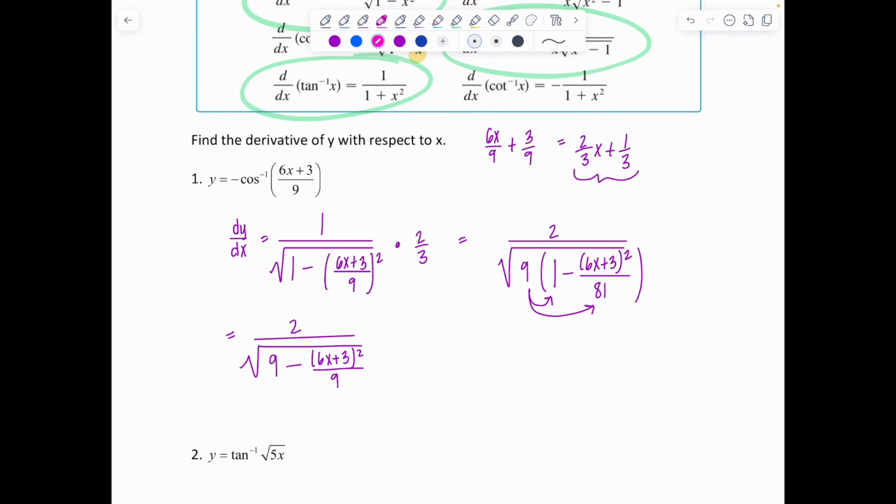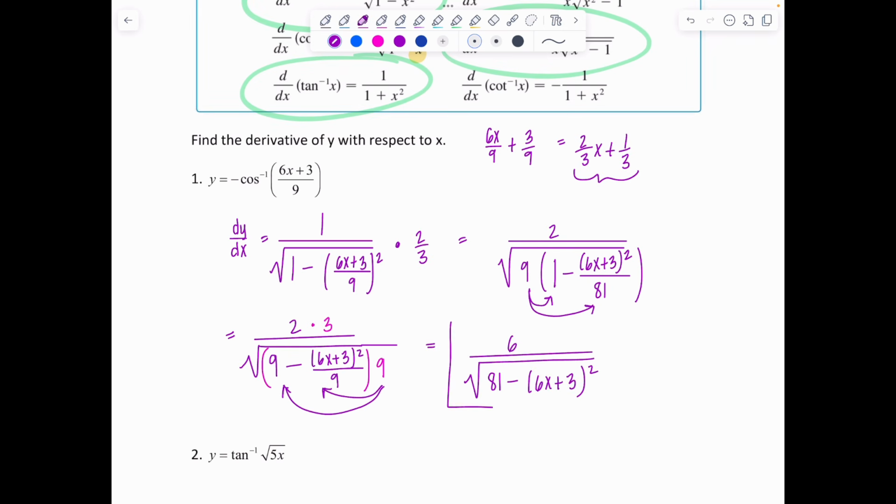So I'm going to multiply, very good, by square root of 9 in the denominator, because this 9's underneath the radical. So I have to multiply by square root of 9 in the numerator, which is what? It's a 3. Very good. So now I've got 6 over square root, distribute. Ooh. This is going to be 81 minus 6x plus 3 squared. Okay. How do you feel? Do you hate it? That's okay. You can hate it. It was a little disgusting.